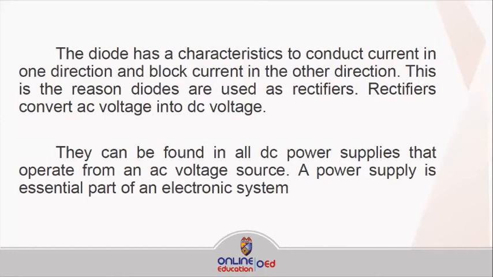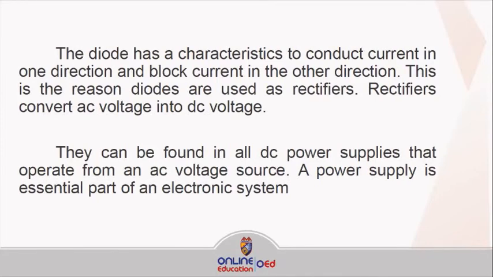For example, kung ang diode, ang characteristic nito is mag-conduct current in one direction, it means it is in the forward bias. And it blocks current in the other direction also, that is in the reverse bias. Depende sa biasing. That's why a diode has two characteristics. It can conduct current in one direction and block current in the other direction. This is the reason diodes are used as rectifiers.